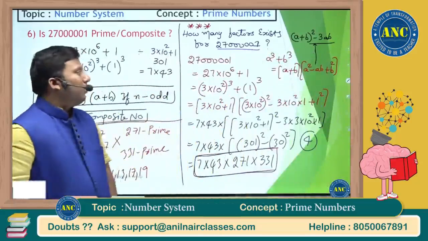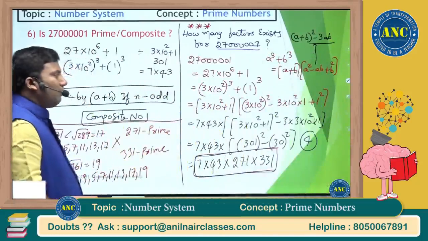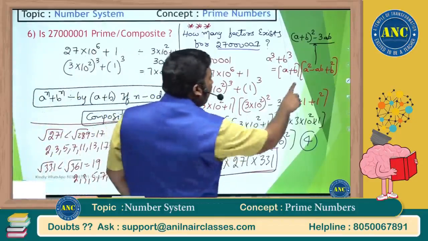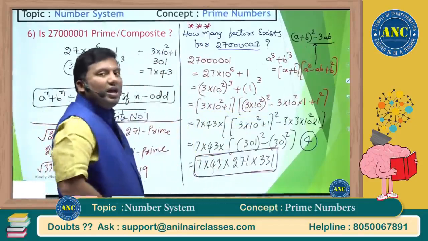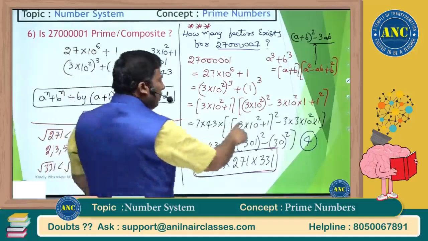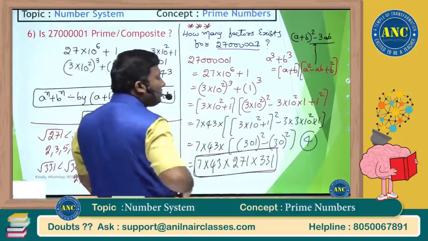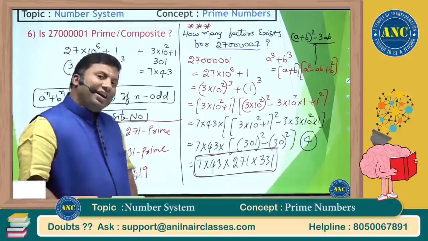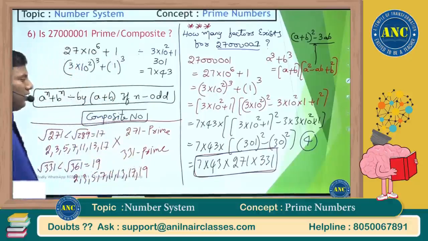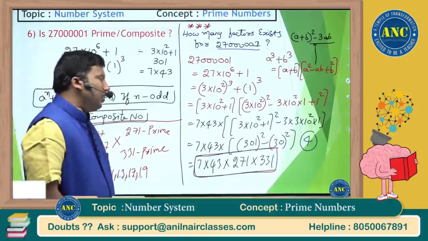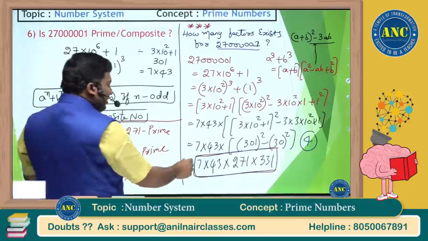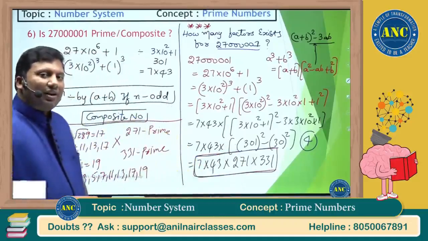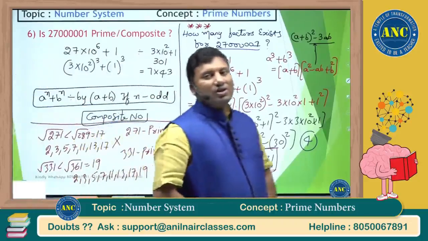A cube plus B cube can be written as (A plus B) into (A square minus AB plus B square). 301 is 7 into 43. A square minus AB plus B square I wrote as (A plus B) whole square minus 3AB, that is (3 into 10 square plus 1) whole square minus 3 into 10 square times 3. 9 into 10 square can be written as 900, which is 30 square. So 301 square minus 30 square, A square minus B square, is (A minus B) into (A plus B). 7 is a prime number, 43 is a prime number, 271 is a prime number, and 331 is also a prime number.